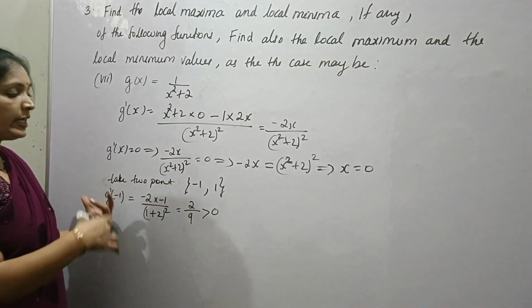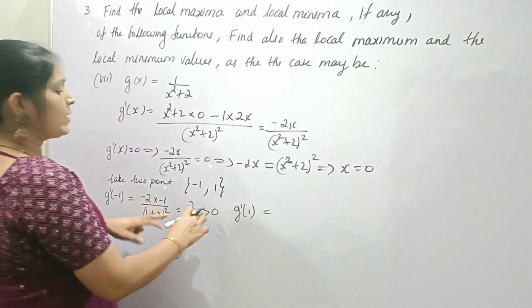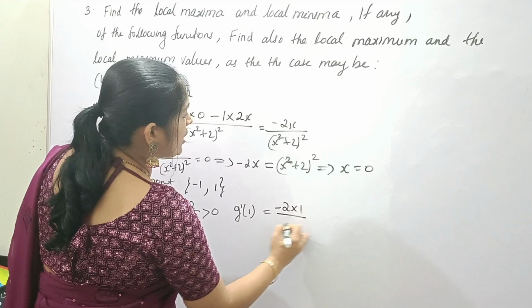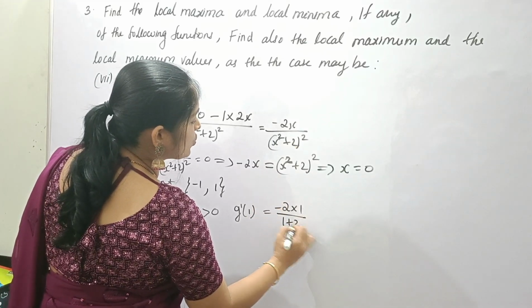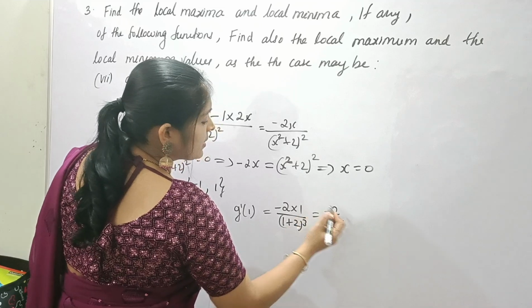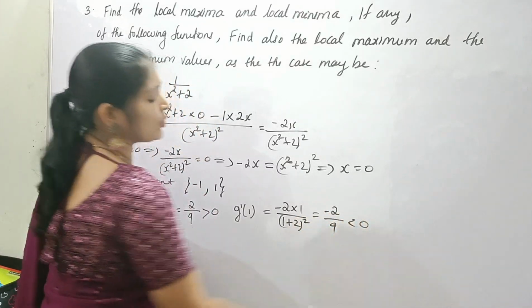Next let's find g dash of plus 1. That is equal to, substitute: minus 2 into 1 divided by (1 square is 1, 1 plus 2, 3) whole square, that is minus 2 divided by 3 square, 3 square is 9, it is less than 0.